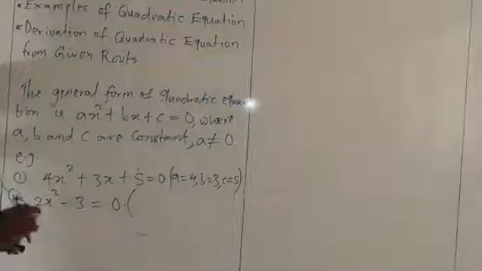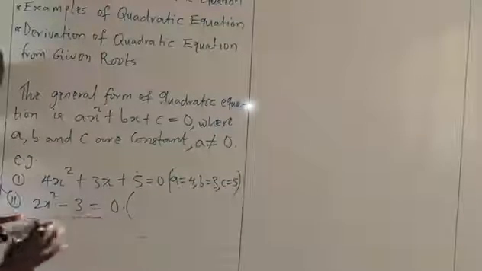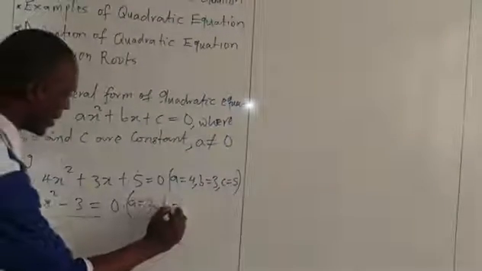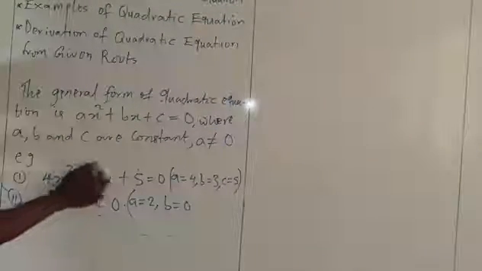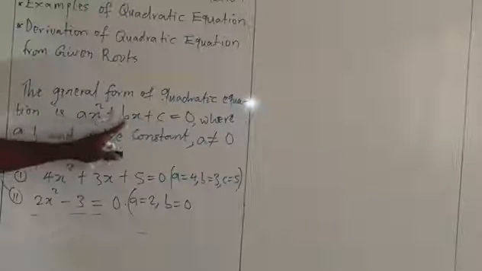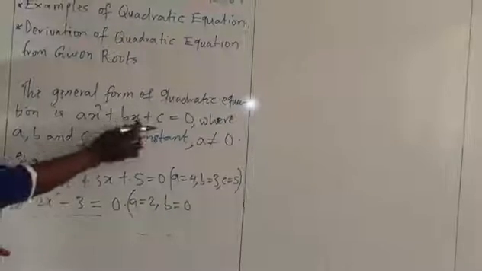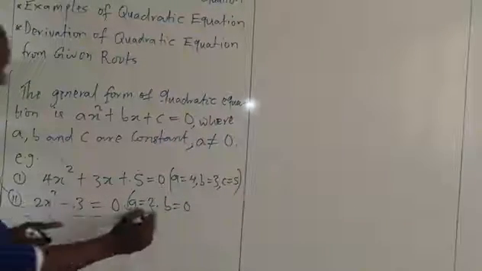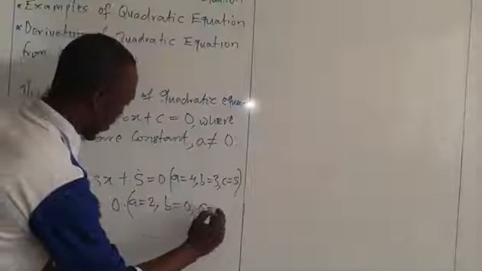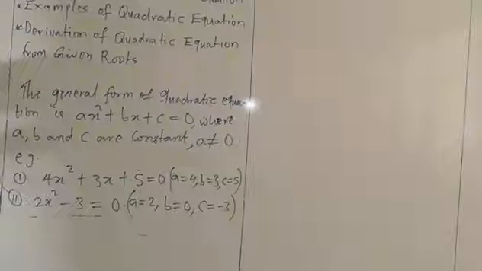So in this case, if you compare this equation with the general form of the equation, a will be equal to what? a is 2. b is 0 because we don't have any term for bx. So the b there is 0. 0 multiplied by x is 0, so we don't have the second term, which is bx. Then the constant, that is the number without x, c equals minus 3. So this is another form of quadratic equation.